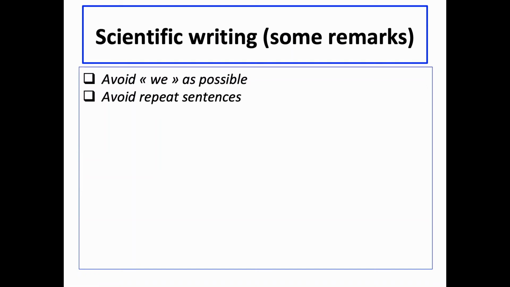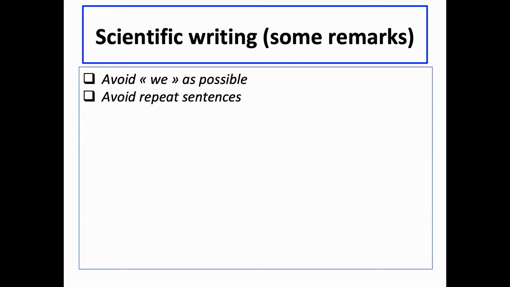Before starting, I have some remarks. You should avoid "we" as much as possible when you are writing. It means that you should try to write in the passive form. So avoid "I do this, I do this." Sometimes you can say "we do that," but you should avoid it as much as you can.